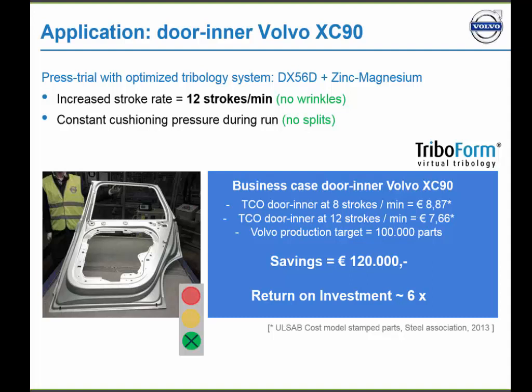So from this, we can also make quite an easy TCO scan. If they had used the zinc magnesium coating, with the assumption that they produce 100,000 parts a year, they could have saved 120,000 euros on this part if they had directly shifted to the zinc magnesium coating.